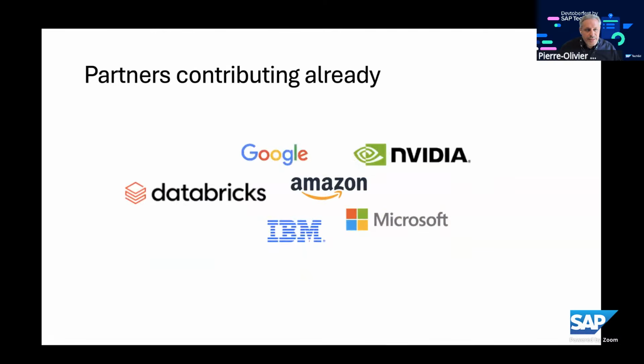Now, we already have some partners contributing to those reference architectures. You can find the names here. Those are all the joint reference architectures. So when you see something mentioning Amazon, Databricks, etc., it's something we did together with the partner. I will show an example later.